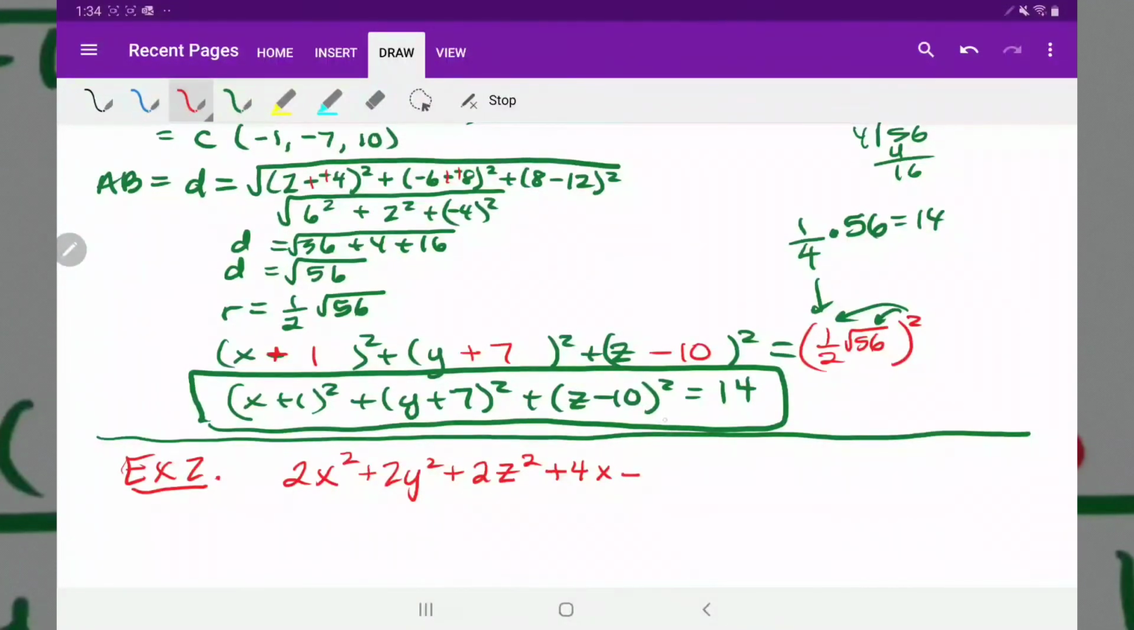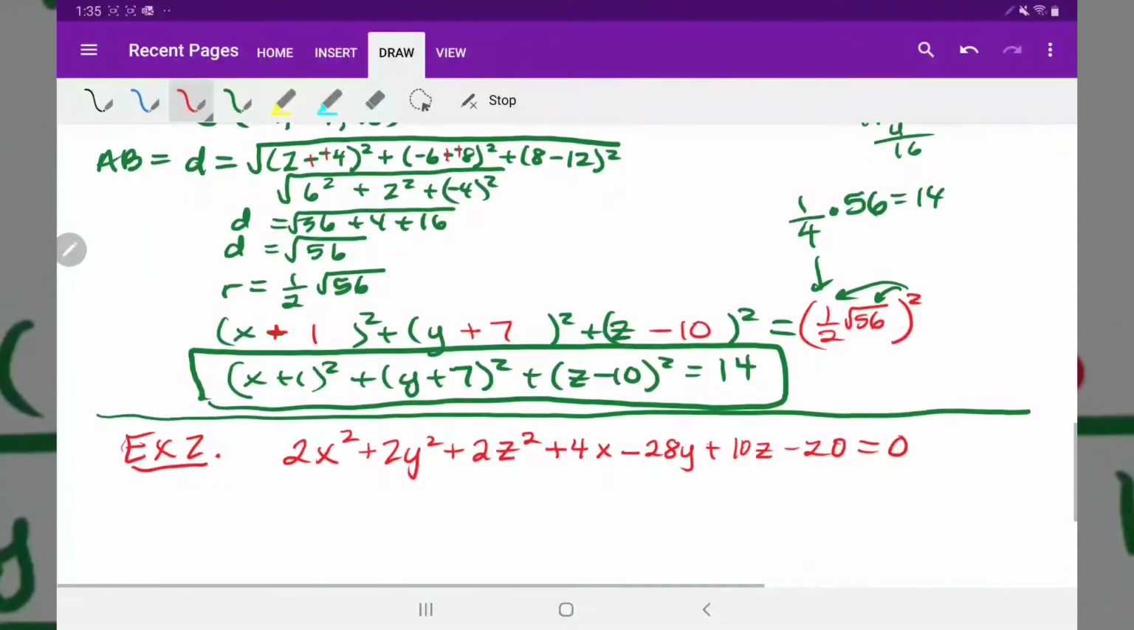equals. They sometimes have the 20 on one side, they sometimes have it on the other side, so I was going to put 20, so let's do minus 20 equals 0. So let's see what happens. What does it say? It says draw the sphere. Or there's some problems that say find the center and find the radius. So you have 2 types of problems that all relate to this.